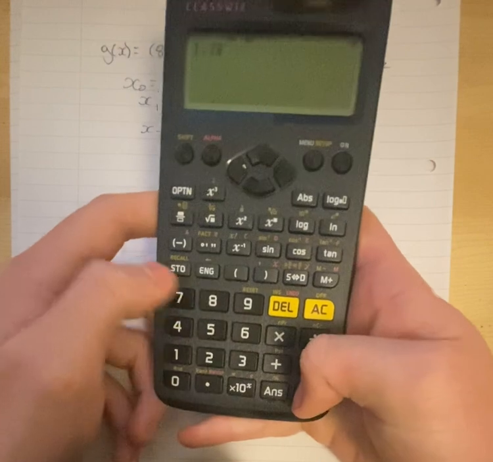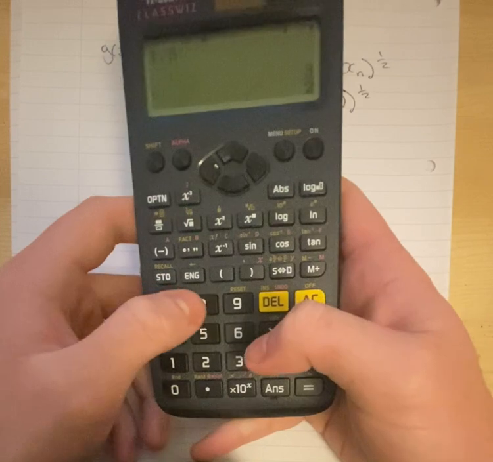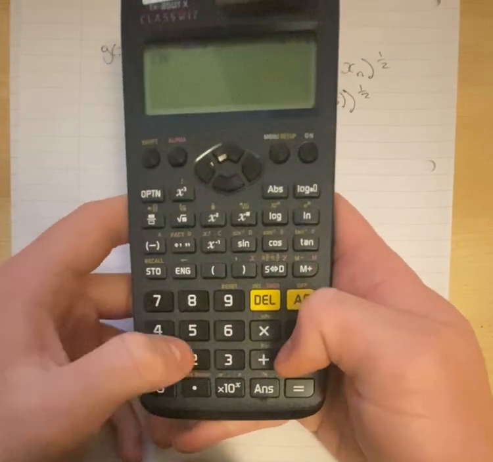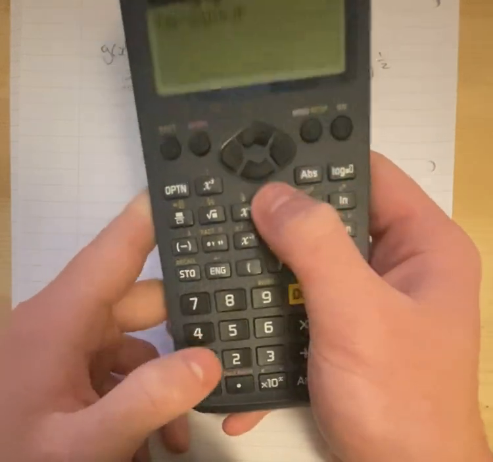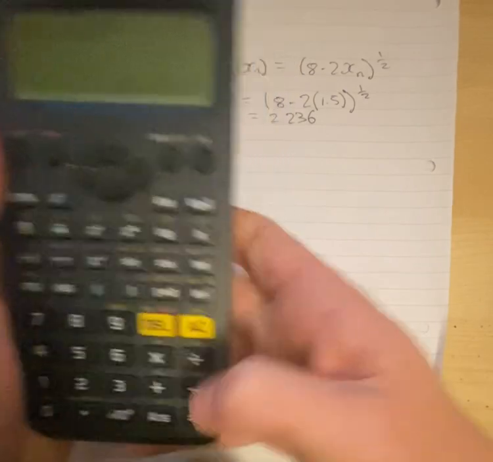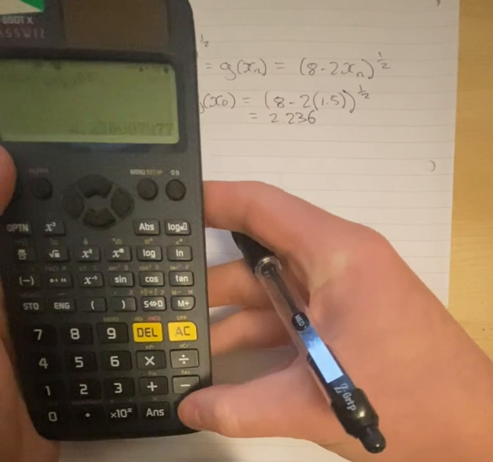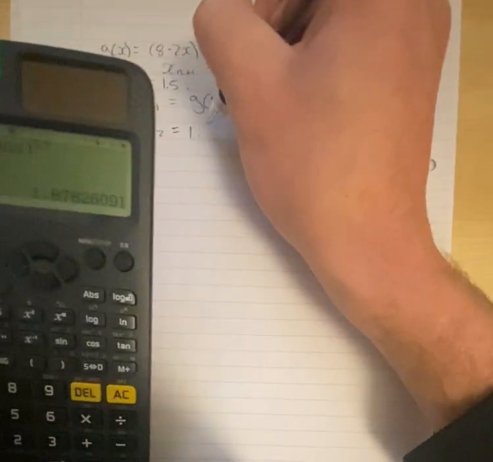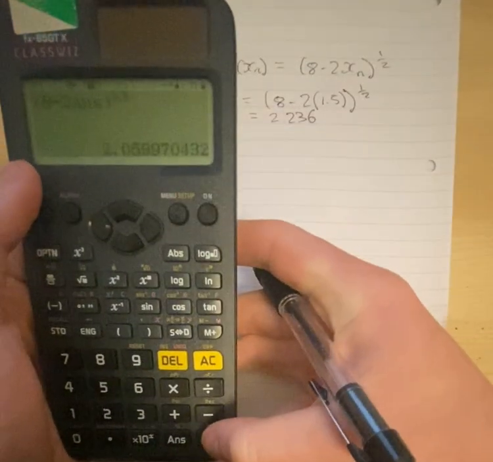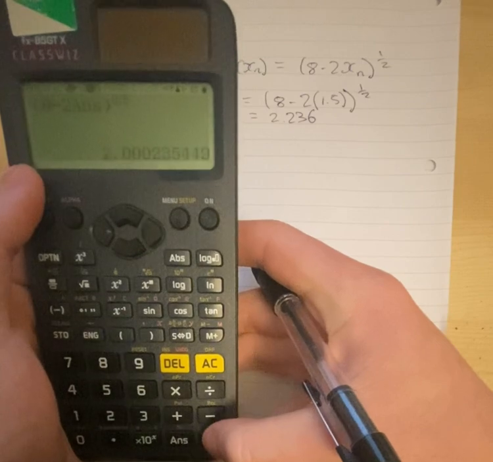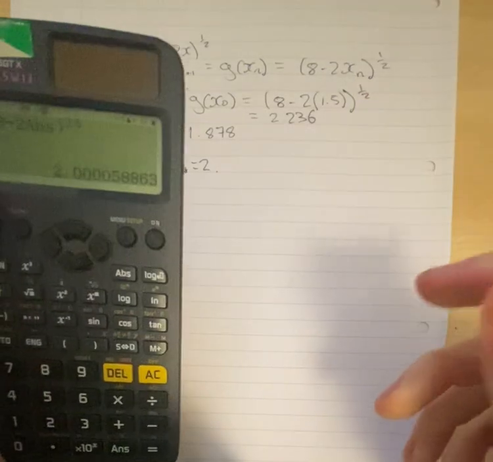Now we can repeat this lots of times, and an easy way to do it on your calculator is to set the initial point and press answer. You get 3 over 2. And then substituting this into g, you can do 8 minus 2 answer to the power of a half. So that is x1 as we just found. And then you can just press equals again, and you get x2, which is 1.878. And then you can repeat this lots of times, pressing equals, and you will see that it will converge to 2, which is what we found earlier.